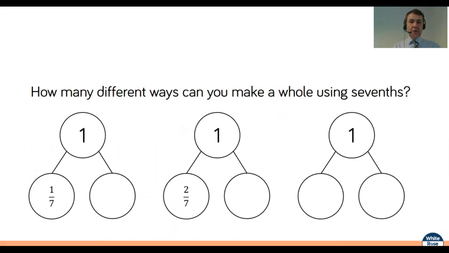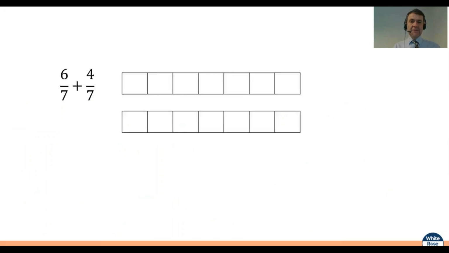Another way of showing how a whole can be split up is a part-whole model, which we use in many aspects of the curriculum. Again, we've got a question about sevenths, showing how they can partition the sevenths in the whole, but you could edit this into 11ths, 15ths, etc., helping the students to make that generalization about how many there are in a whole. Now let's move on to adding and subtracting fractions.